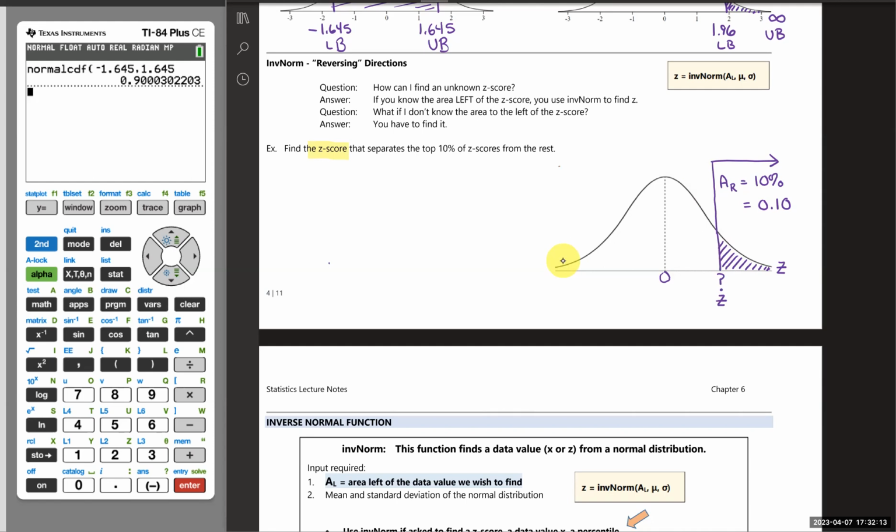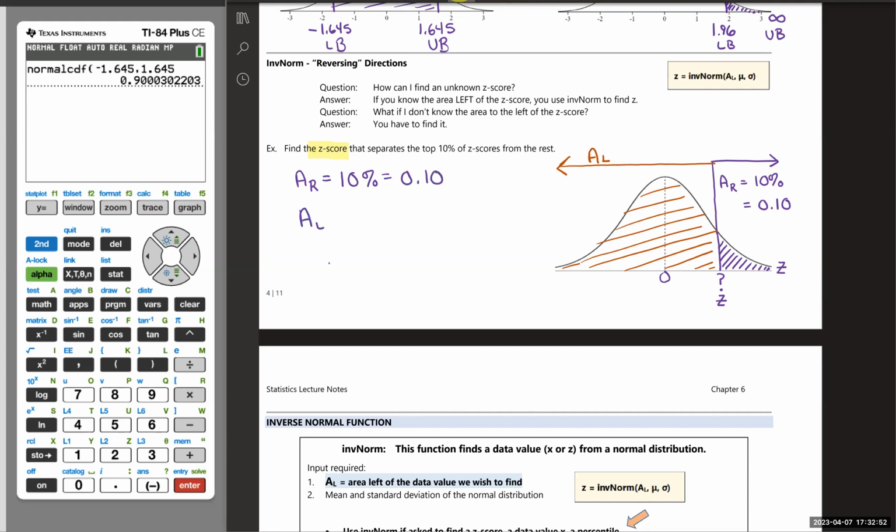We discussed this previously, that every z-score is going to separate the graph into two parts, the part to its left and the part to its right. So the area to the left and the area to the right together would have to equal 1, or 100%. So I'm going to step through the given information. If we're looking for a z-score and it separates the top 10% from the rest, that means that the area to the right of it is 10%. But we need to know the area to the left of it in order to use our inverse norm function.